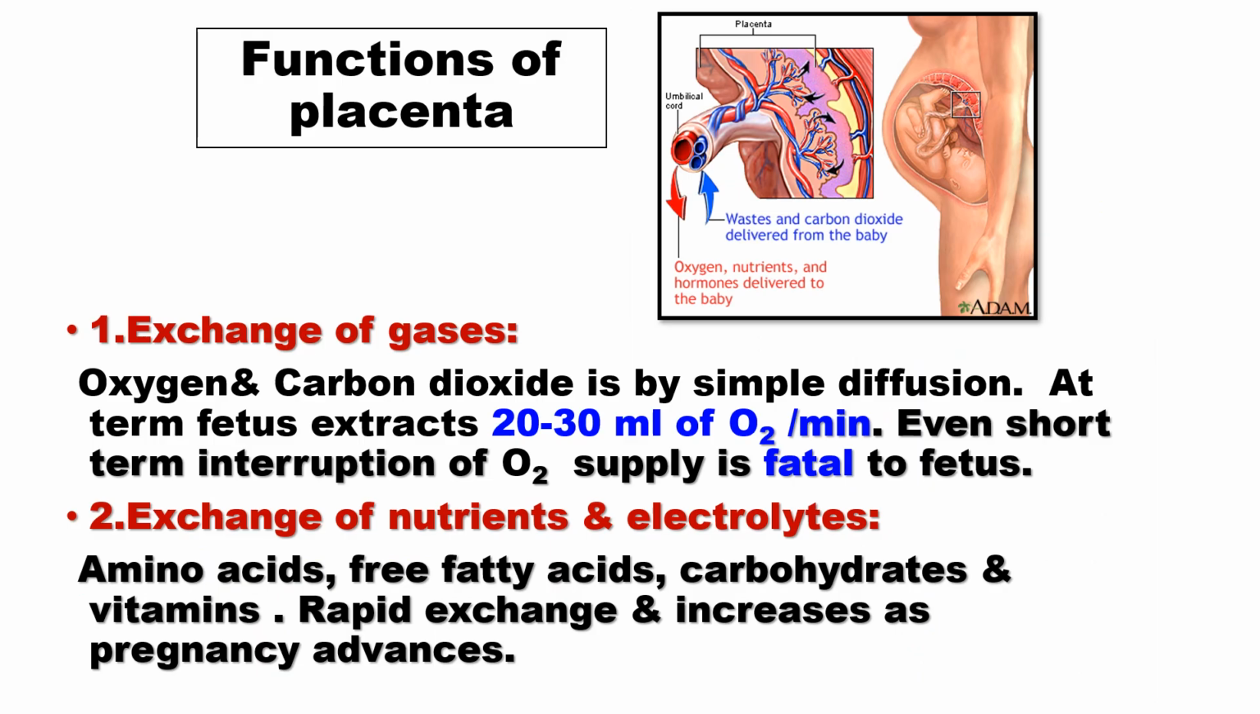Coming to the important functions of the placenta. Exchange of gases, oxygen and carbon dioxide, is by simple diffusion. At term, the fetus extracts 20 to 30 ml of oxygen per minute. Even a short interruption of oxygen supply is fatal to the fetus. Exchange of nutrients and electrolytes like amino acids, free fatty acids, carbohydrates, and vitamins is rapid and increases as the pregnancy advances.